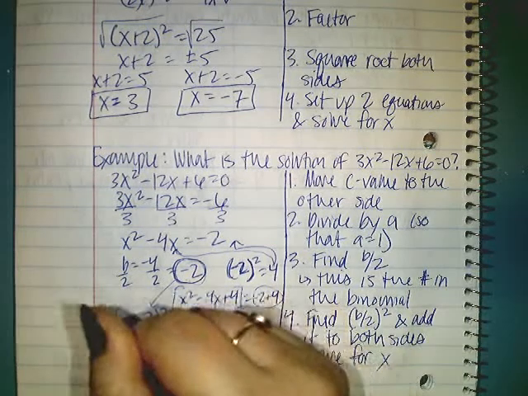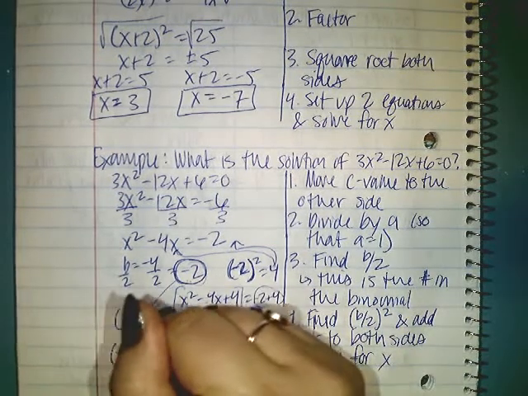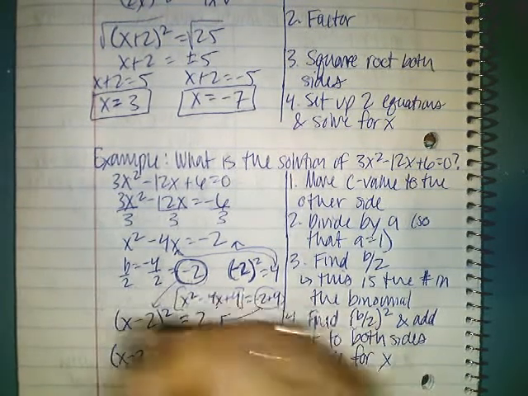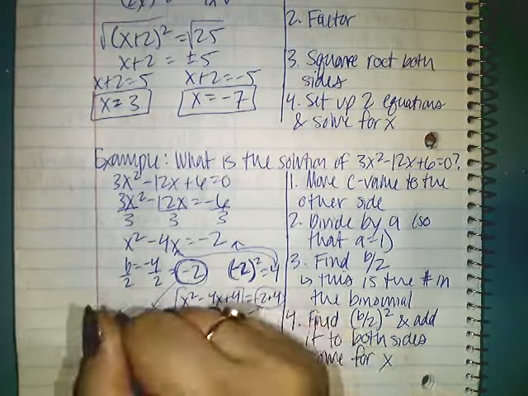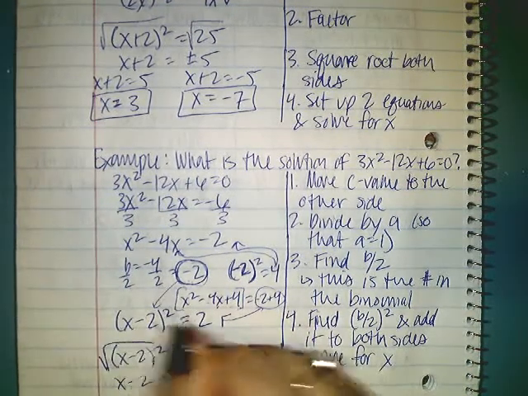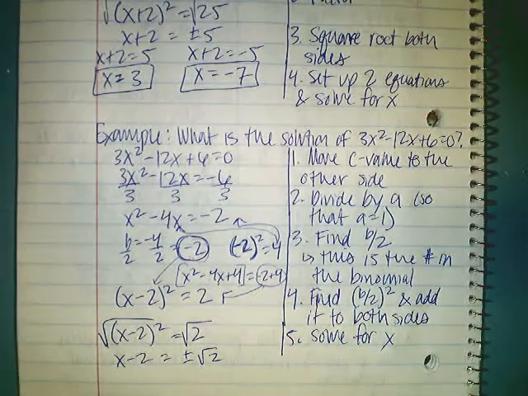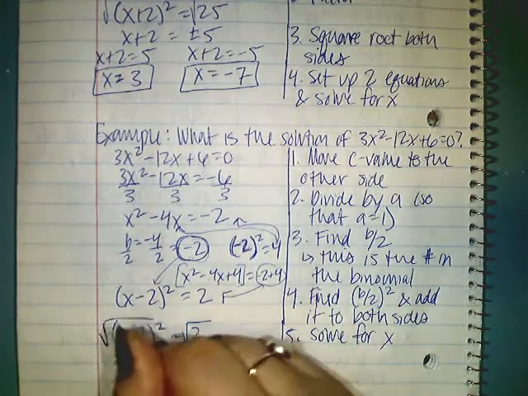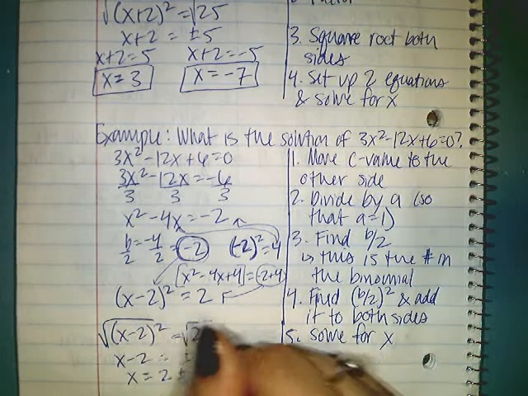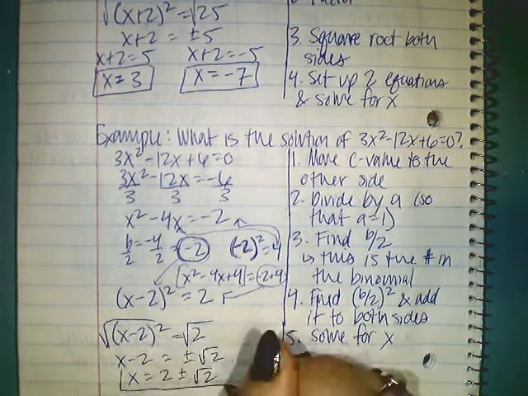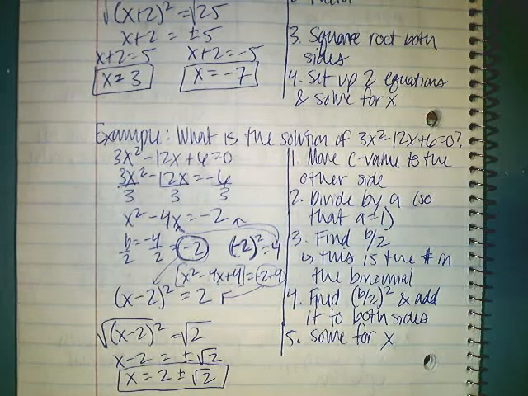So then I'm going to square root both sides. So I have x minus 2 squared equals 2. I square root both sides. I get x minus 2 equals plus or minus the square root of 2. I can't take the square root of 2. It's not a pretty square root, so I just add 2 to both sides, and I get x equals 2 plus or minus the square root of 2. And that is my final answer.